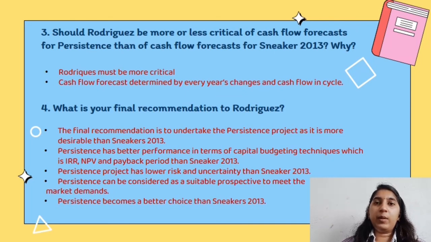Besides, looking from a market perspective, the Persistent project has lower risk and uncertainty than Sneaker 2013. Since hiking and active walking shoes are the fastest growing area in footwear and the targeted segment of this project is the 25 to 40 years old category, Persistent can be considered a suitable option to meet market demands. Besides, taking into account not only younger consumers but also the ultimate purchasers, which are the parents, Persistent becomes a better choice than Sneaker 2013.